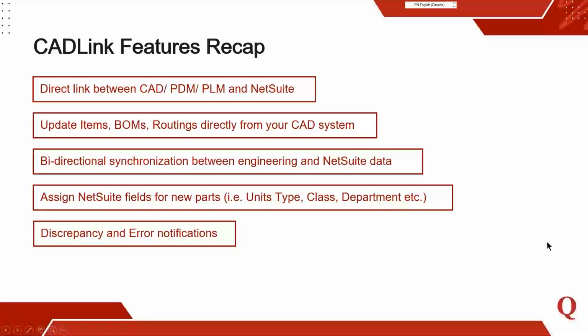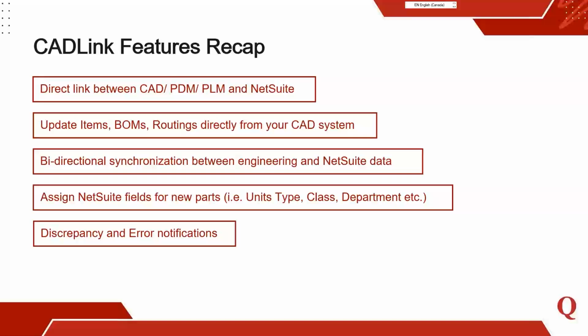And just a quick recap of CADLink and its primary benefits. Overall, it's going to help you to reduce the manual data entry effort and improve your accuracy by providing you with a direct link between your CAD, PDM, and PLM system and NetSuite, giving you the ability to seamlessly create or update items, BOMs, and routings directly from your CAD system. The bidirectional capability makes sure that your engineering and NetSuite data are always in sync.